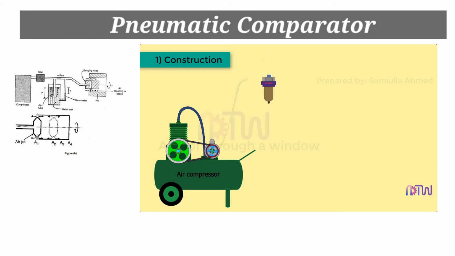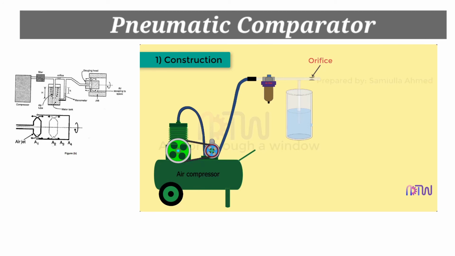Filter. After the compressor, the filter is present. In this filter, all the dust particles present in the air are separated from the air, and clean air passes through this filter. Tank. After the air passes through the filter, the air pipe divides into two paths. Some air goes into the tank and some air goes to the gauging head through the orifice.